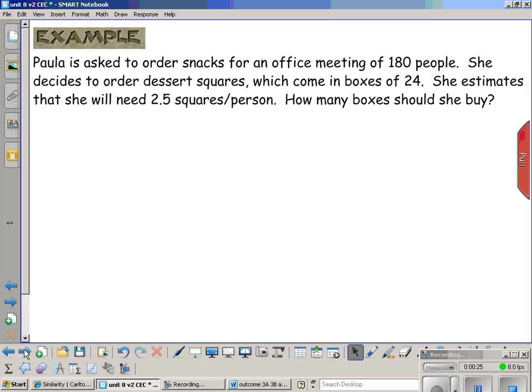Now, I should be clear that there is more than one way to get the correct answer here. So if you know of another way and it makes sense to you and it's something that will work every time, feel free to use it. One of the ways we can look at is she's got 180 people coming and she needs 2.5 squares per person. So we need to find out how many squares she's going to need altogether. So she's going to need 450 squares.